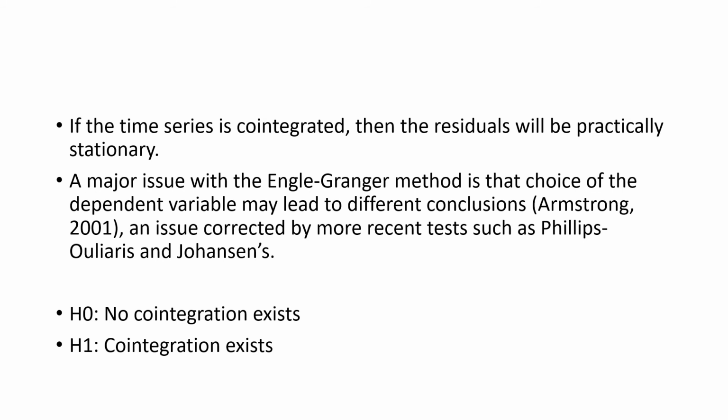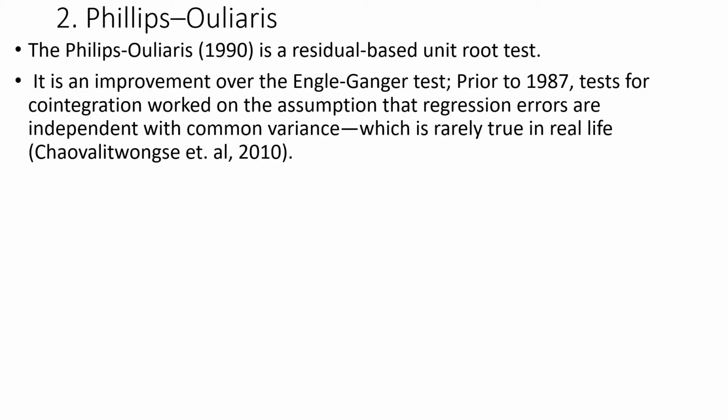This test has got many issues. One of the important issues is that the dependent variable may lead to different conclusions, and this issue is corrected by similar methods like Ouliaris and Johansen's test. Here the null hypothesis is that there is no cointegration, and the alternative hypothesis is that there exists cointegration.